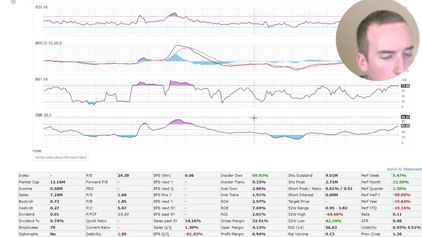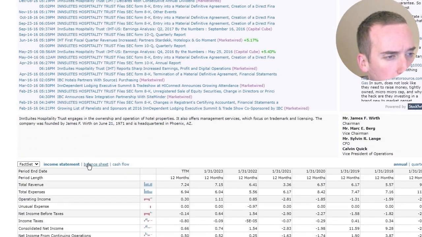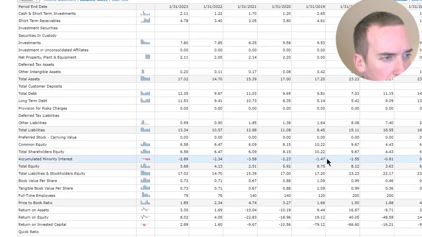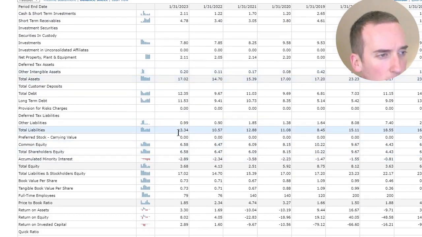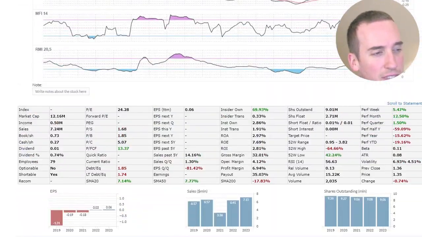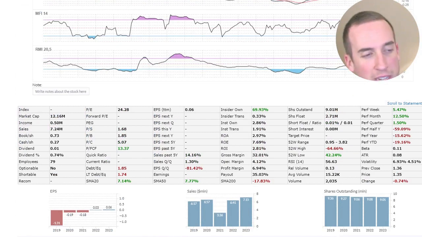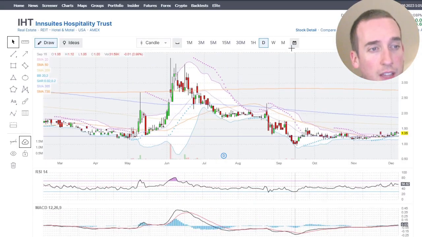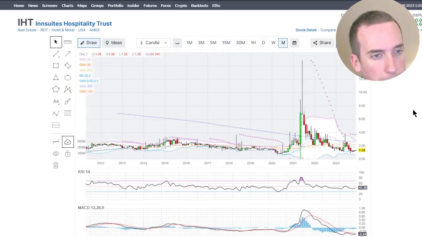I want to see what the actual price of this stock is. Let's look at their debt really quick because I'm a little skeptical. Total assets 17 million, total liabilities 13 million. Where's the total debt? Total debt's 12 million. So they make 7 million. But they have 12 million in debt. They're surviving. I wouldn't say they're thriving.